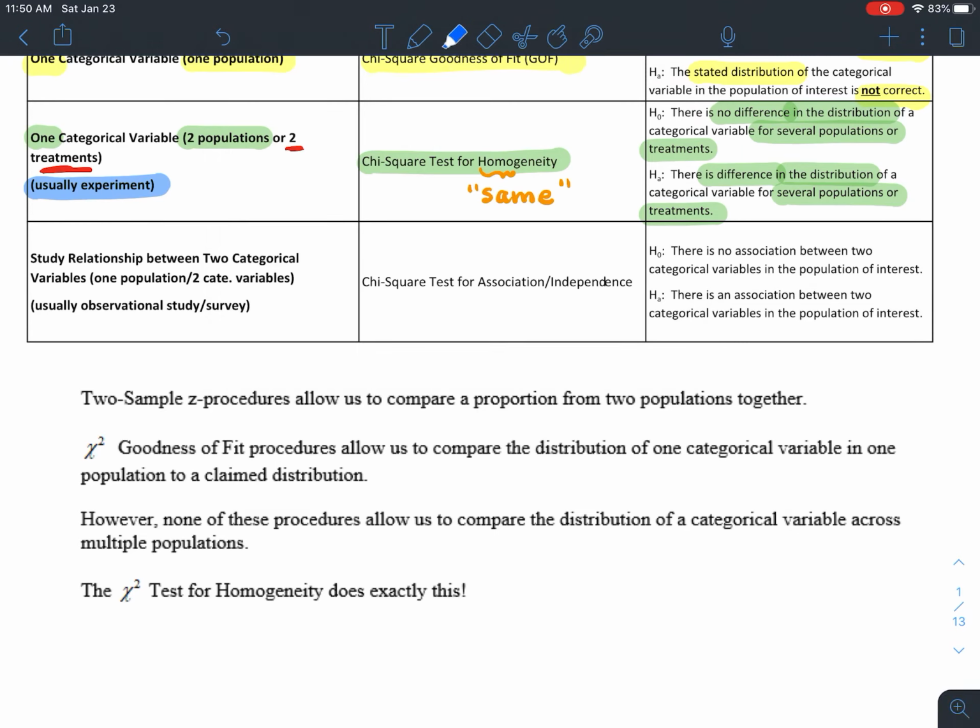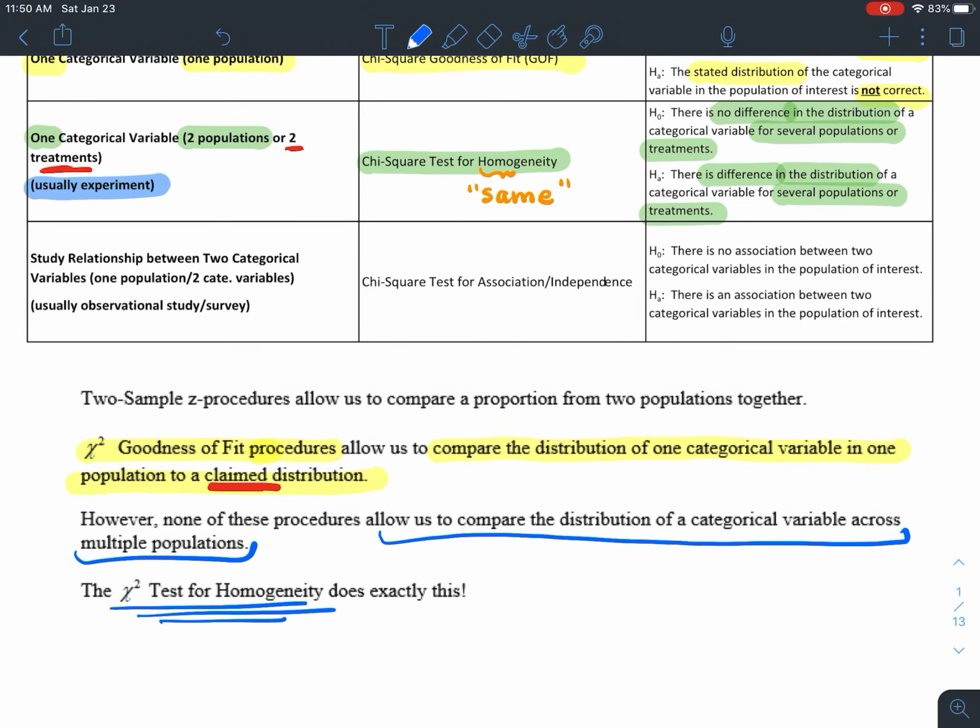So to link together the main difference here between the chi-square goodness of fit test versus the chi-square test for homogeneity, the chi-square goodness of fit procedures really were just comparing the distribution of one categorical variable in one population to a claimed distribution. But that didn't really allow us to compare the distribution of a categorical variable across multiple populations, and that is what the chi-square test for homogeneity allows us to do.